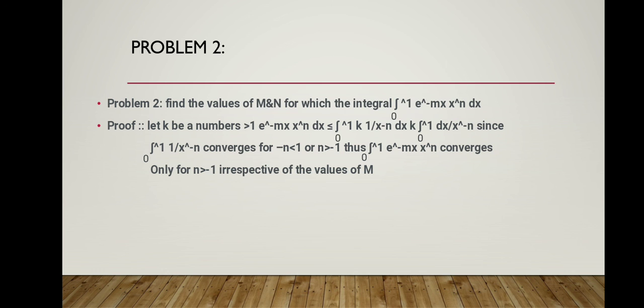K times integration of dx by x raised to n between limit 0 to 1, since integration of 1 by x raised to n between limit 0 to 1 converges for minus n is less than 1 or n is greater than minus 1. Thus, integration of e raised to minus x raised to n between limit 0 to 1 converges only for n is greater than minus 1 irrespective of the values of m. So this is problem number 2.